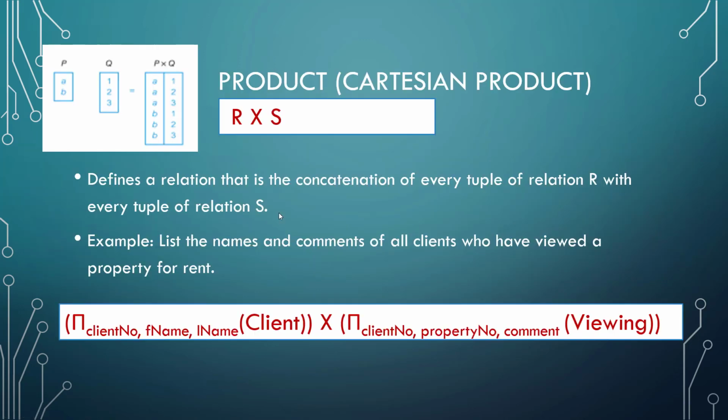Here's the Cartesian product, or the product. And we use the x like multiplication as the operator. We have here P, this is a relation. We have here another relation, Q. And the Cartesian product will combine A with 1, A with 2, A with 3, B with 1, B with 2, B with 3, and that's the result of P cross Q. So if you have 2 rows in P and 3 rows in Q, the result of the product is 6 rows. It's just multiplying the number of rows in each.